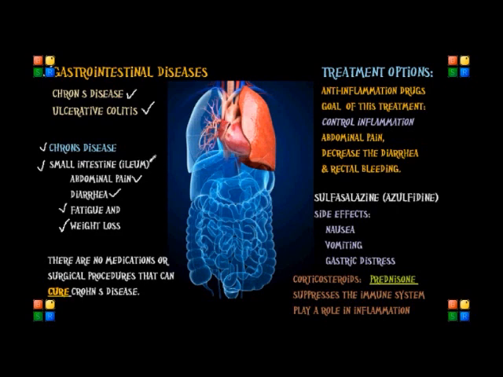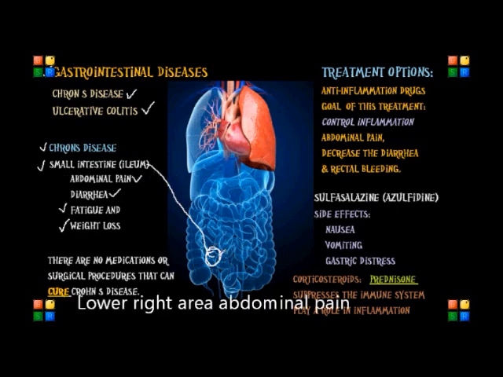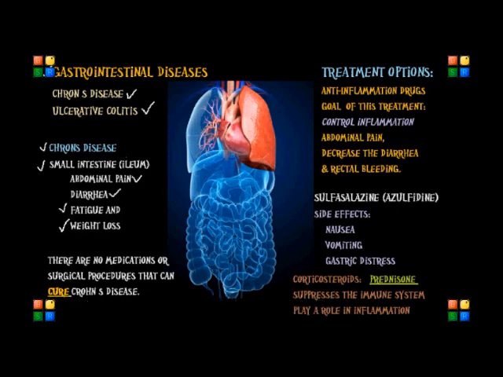This basically means that the pain would then be manifested as a lower right area abdominal pain in our patient, right? Again, since it affects most commonly the small intestine or the ileum, a major symptom for a patient with Crohn's would be lower right area abdominal pain, okay? So make sure to take note of this because this can be very important information for your NCLEX exam.